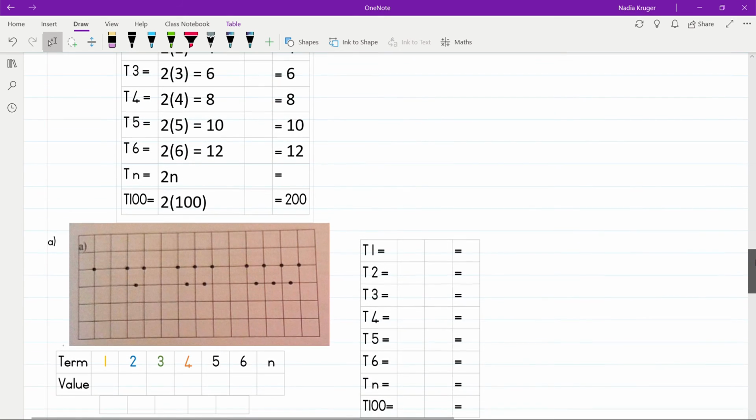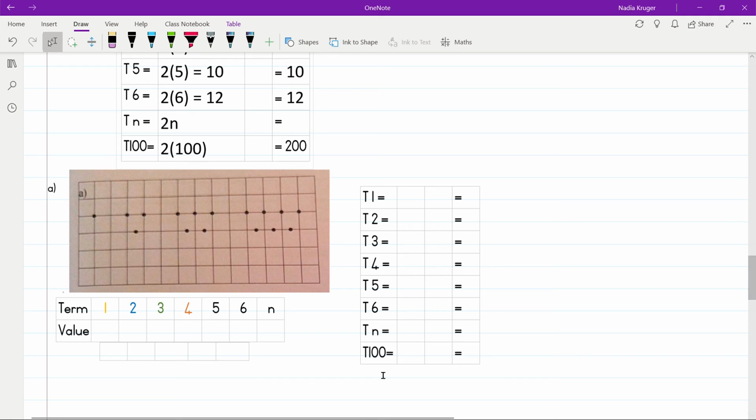Let's do the next one. Okay, step 1, place all the information in the table. The value of term 1 is 1, and term 2 is 3, 5, and 7. Let's see what we've done.